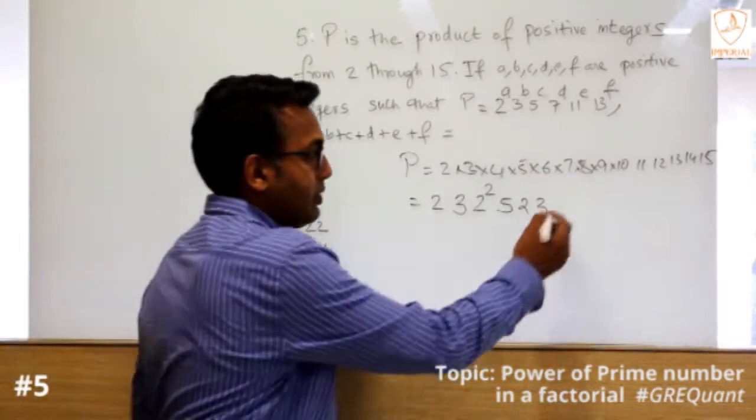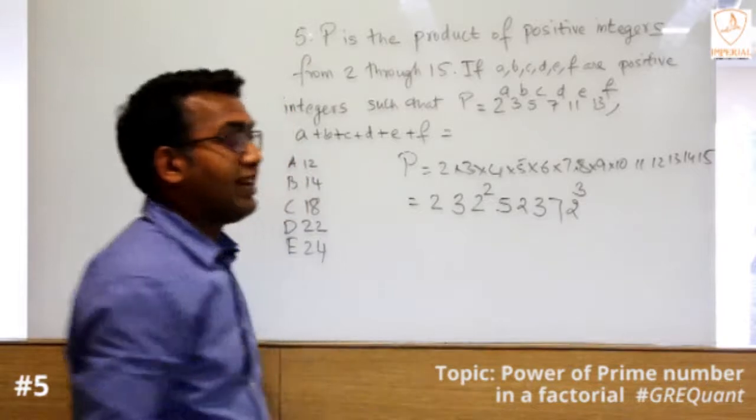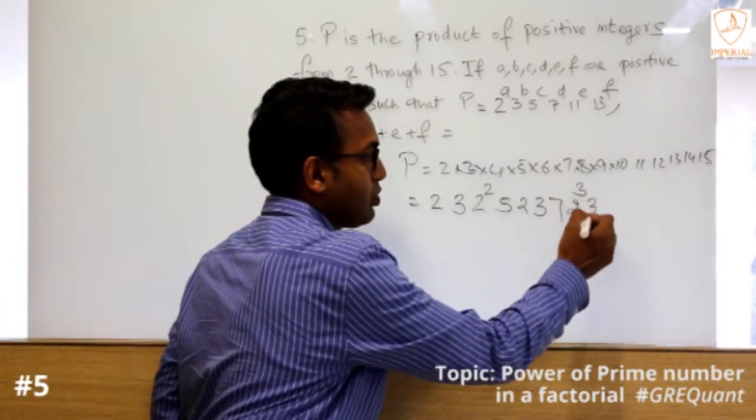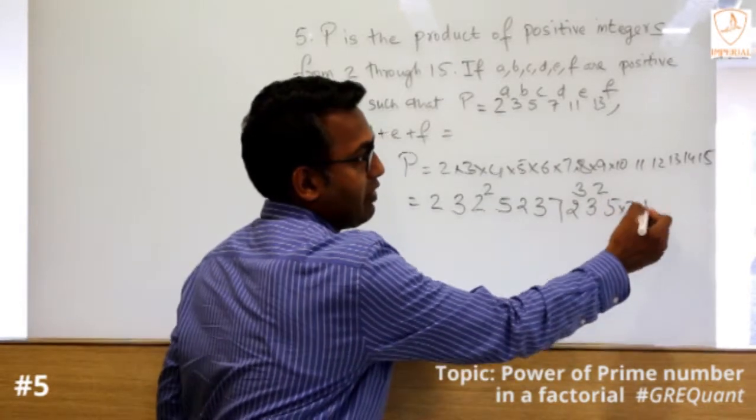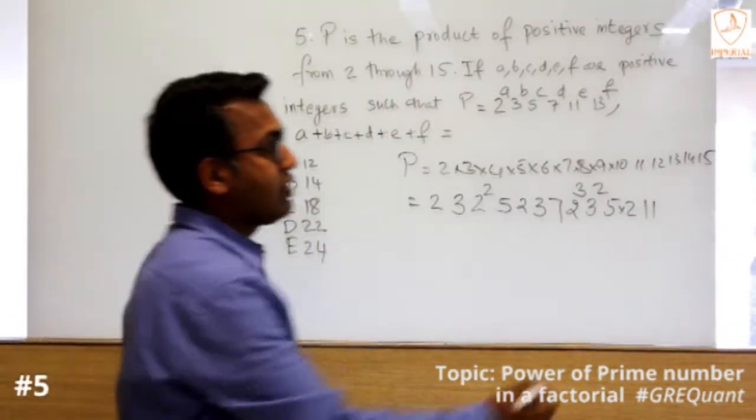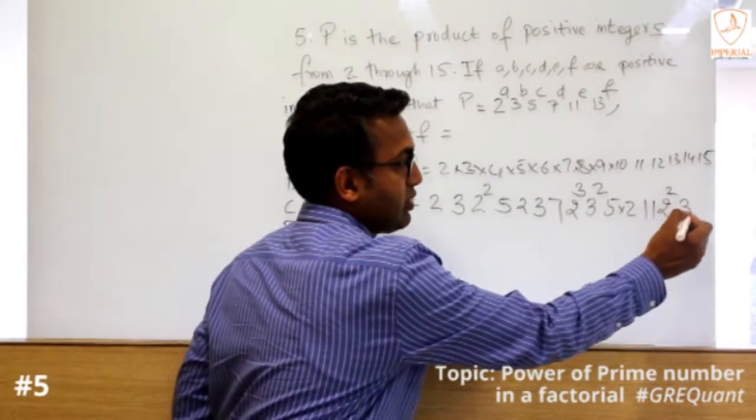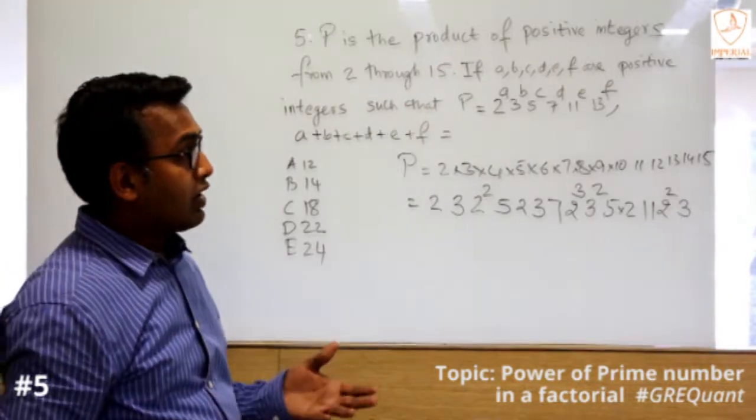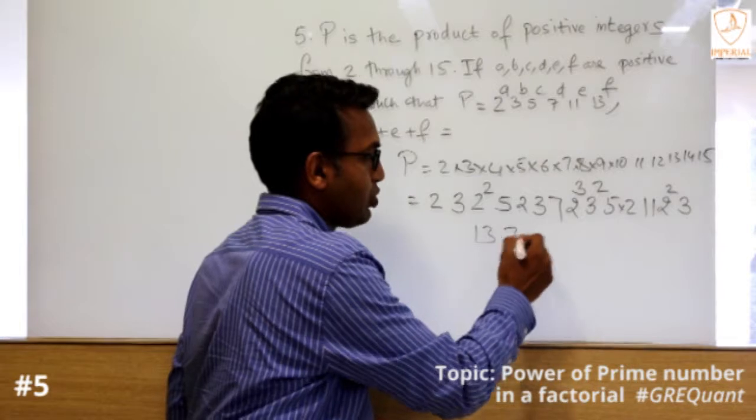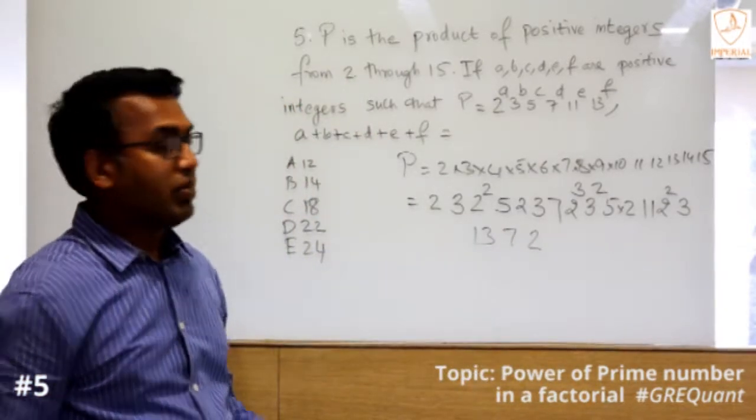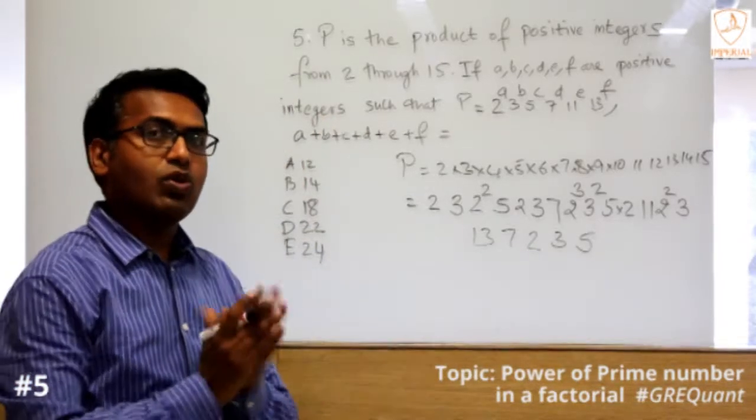7 is a prime number, 8 is 2 power 3, 9 is 3 power 2, 10 is 5 into 2, 11 as it is, 12 is 2 power 2, which is 4, into 3, 13 we'll write as it is, it's a prime number, 14 will be 7 into 2, 15 will be 3 into 5. Okay, now combine all the 2's.